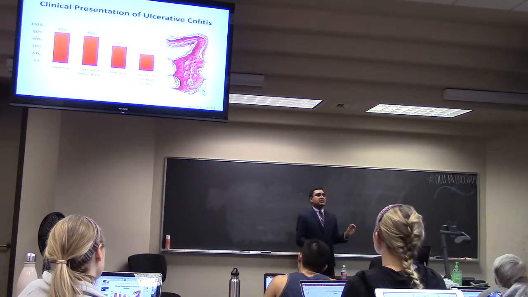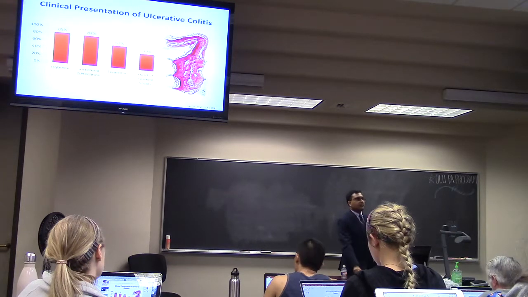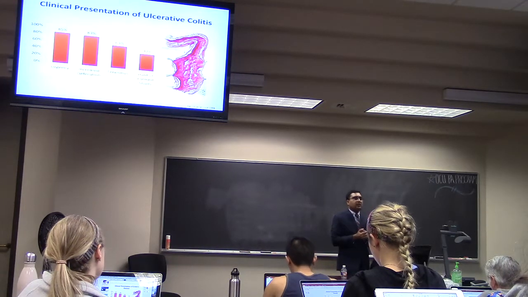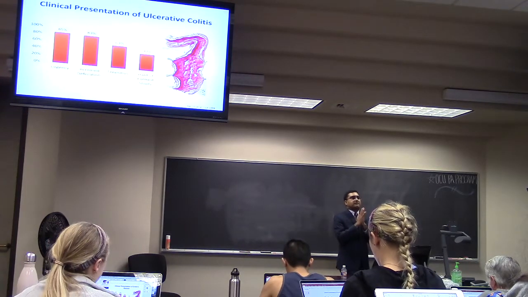Interleukin 6. Ulcerative colitis, it's only mucosal inflammation, so lots of diarrhea, lots of urgency, and lots of tenesmus.